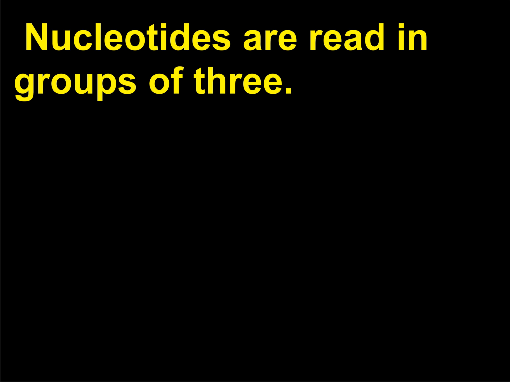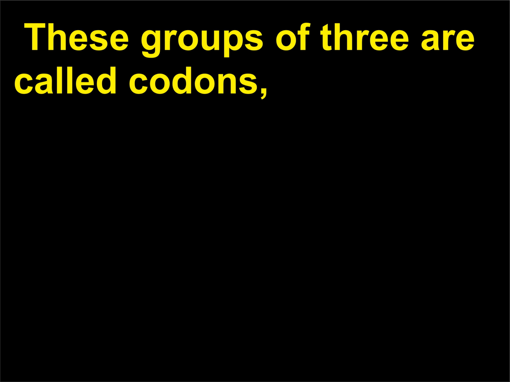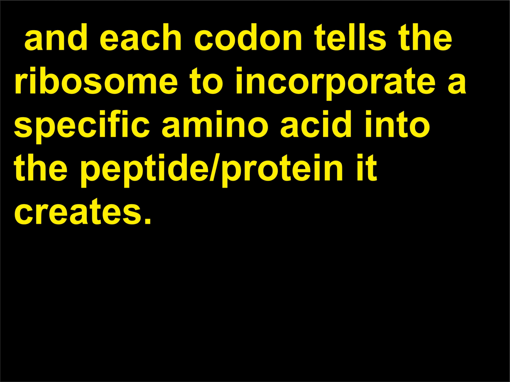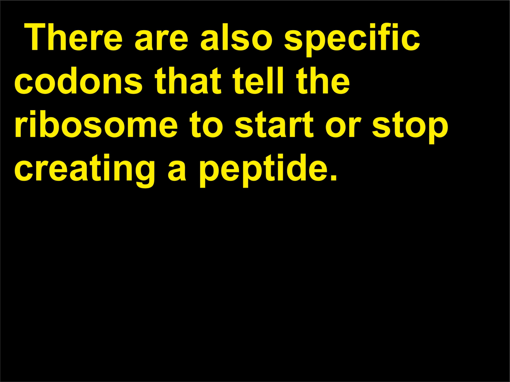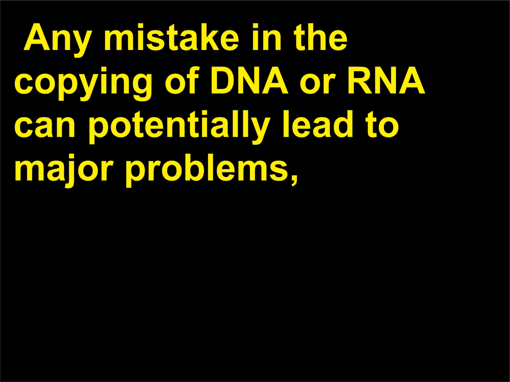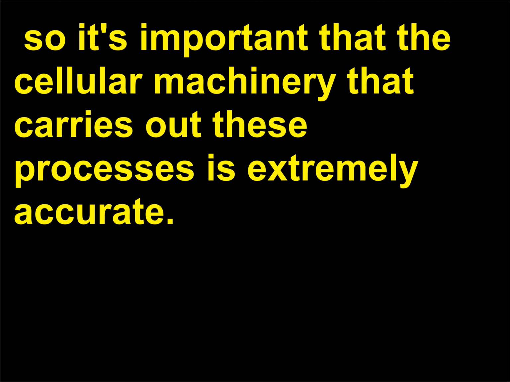Nucleotides are read in groups of 3. These groups of 3 are called codons, and each codon tells the ribosome to incorporate a specific amino acid into the peptide/protein it creates. There are also specific codons that tell the ribosome to start or stop creating a peptide. Any mistake in the copying of DNA or RNA can potentially lead to major problems. So it's important that the cellular machinery that carries out these processes is extremely accurate.